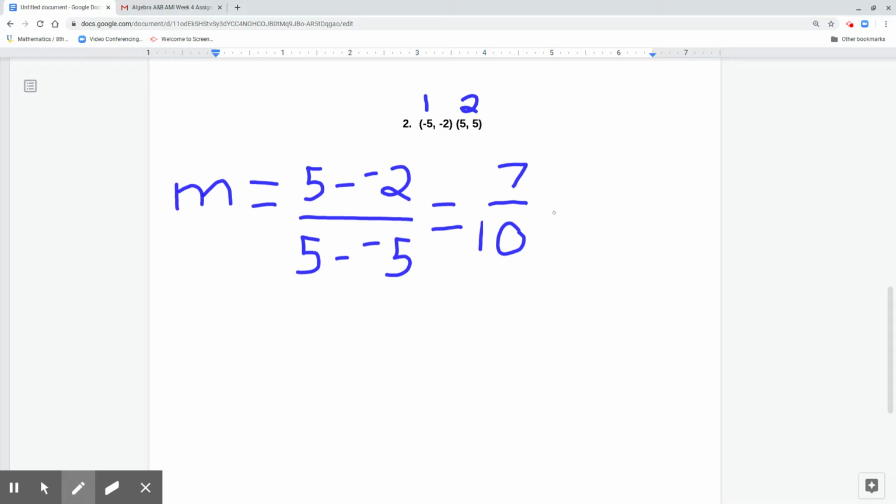Because remember, once again, when you're simplifying fractions, you're done if you do not have a factor that you can divide out of both other than 1. So all I have here is that my slope, or m, is equal to 7/10.